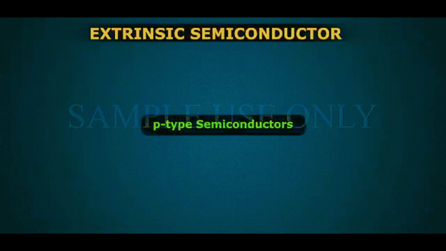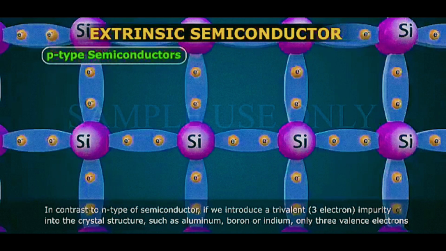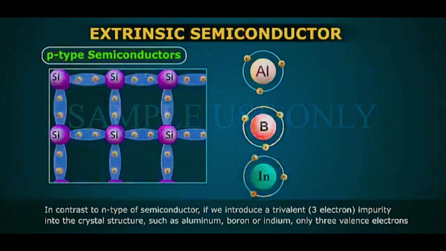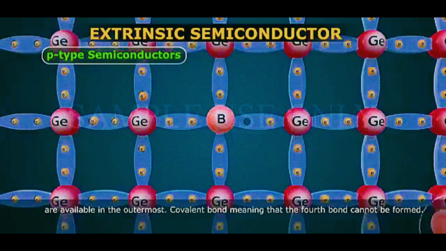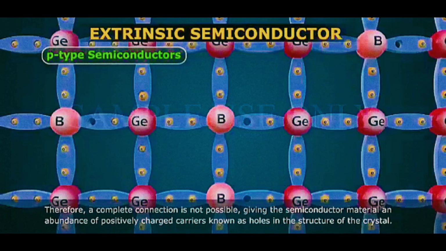P-type semiconductors. In contrast to N-type semiconductors, if we introduce a trivalent 3-electron impurity into the crystal structure, such as aluminium, boron, or indium, only 3 valence electrons are available in the outermost shell, meaning that the 4th bond cannot be formed. Therefore, a complete connection is not possible, giving the semiconductor material an abundance of positively charged carriers known as holes in the structure of the crystal.